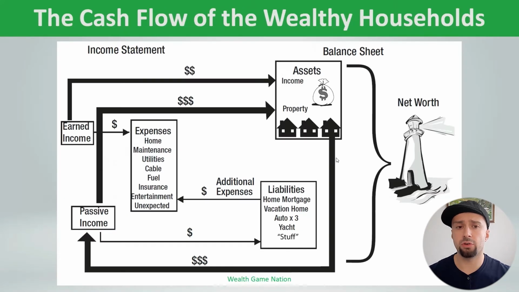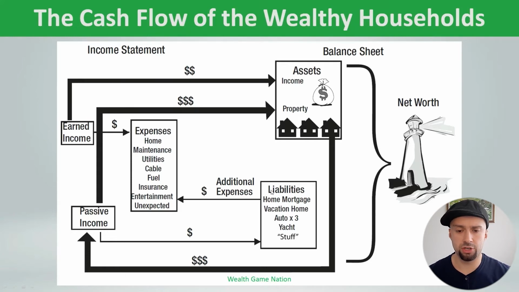Last, we have the cash flow of the wealthy households. Here we see that their income is partially going to the expenses, same as the other two households: home maintenance, utilities, cable, fuel, insurance, and so on. But the majority of their income goes towards assets. Those are value-producing assets such as properties, stocks, and other asset classes. Then these assets are producing additional income called passive income, and these households use that passive income to pay for the liabilities such as home, mortgage, vacation home, cars, yachts, and stuff.